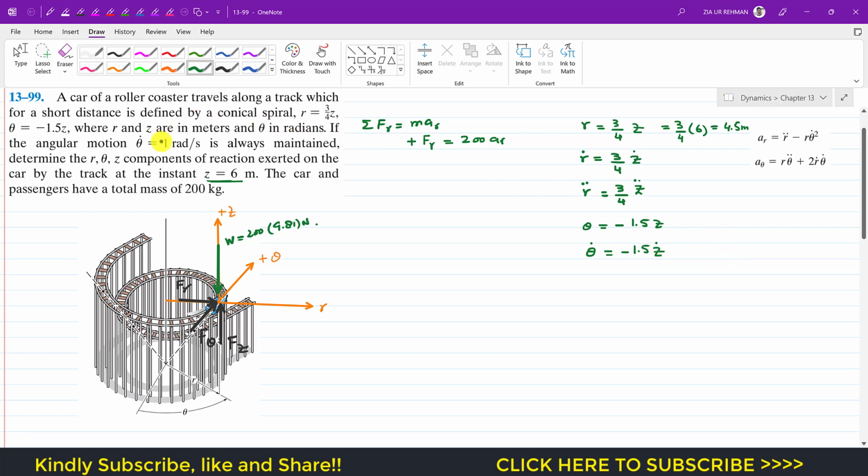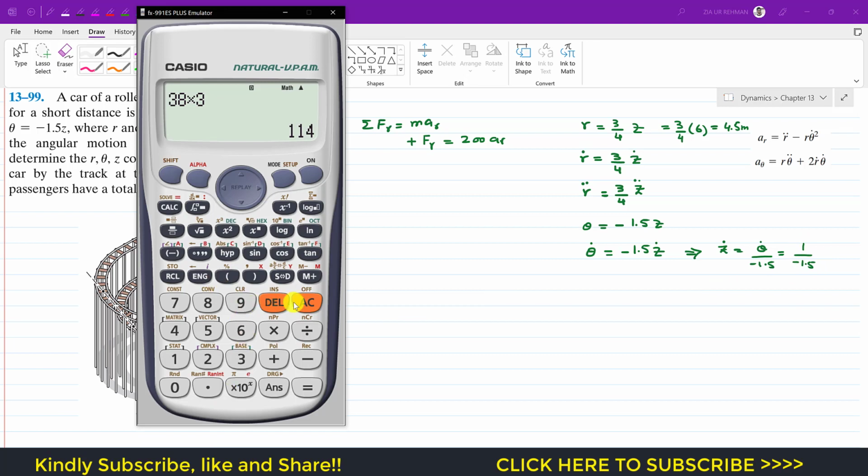Since we are given theta dot, and theta dot is 1 radian per second, from this equation we can find z dot. So z dot is equal to theta dot divided by minus 1.5. Theta dot is 1, so I will write 1 divided by minus 1.5. This will give us the z dot.